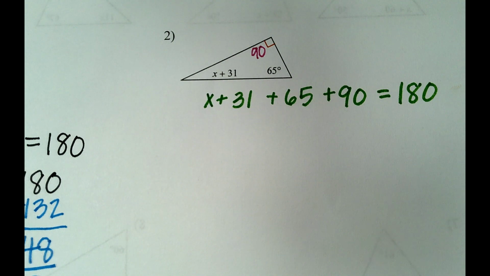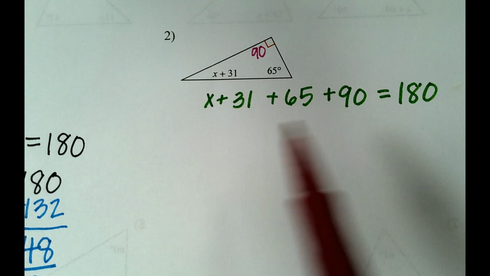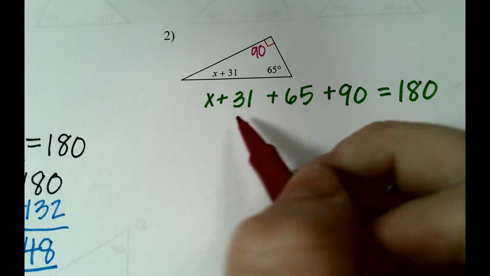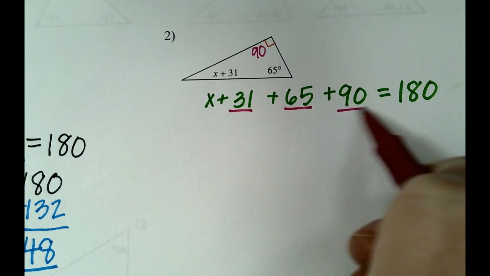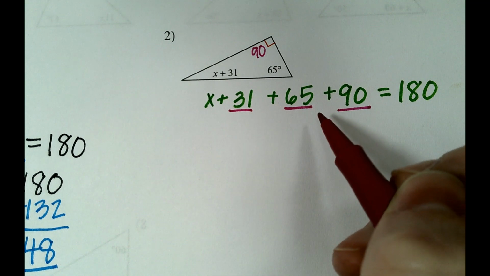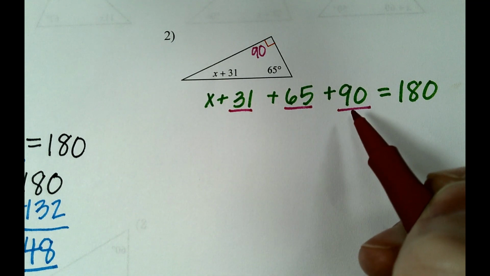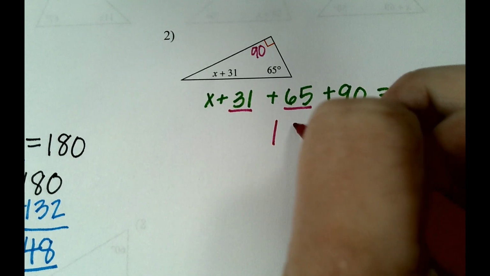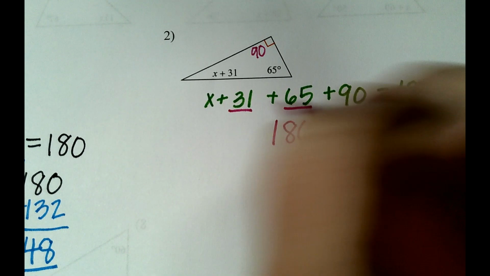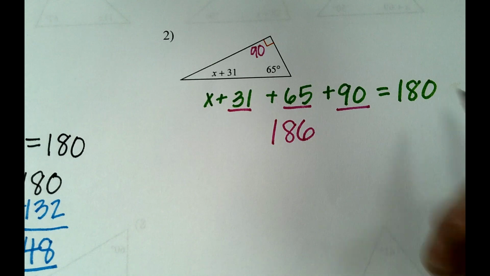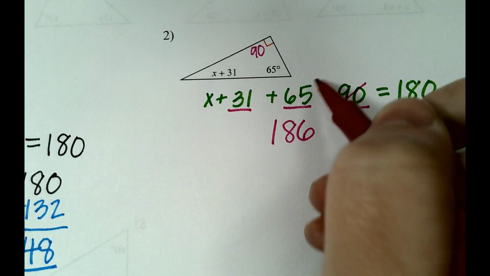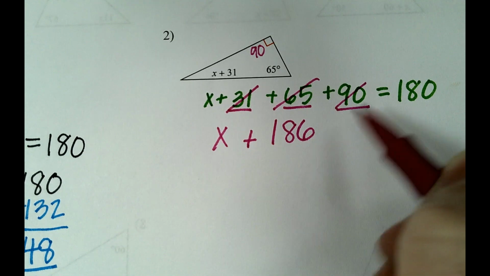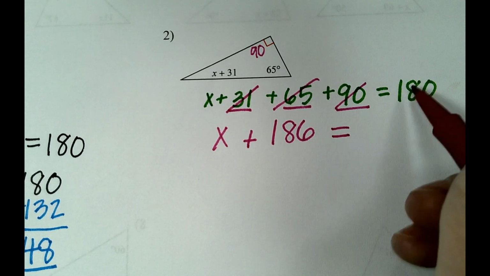Amanda, you can continue this if you like. What would you do next? We're going to combine all of our like terms. So we're going to add 31 and 65 and 90. That's going to give us 186. 186 is what we get when we add them all together. So then it's going to be x plus 186 equals 180.